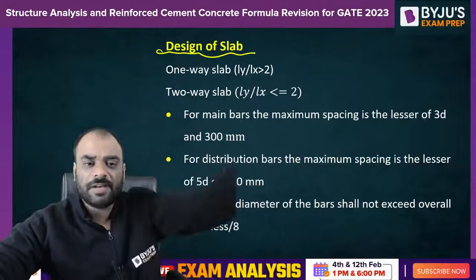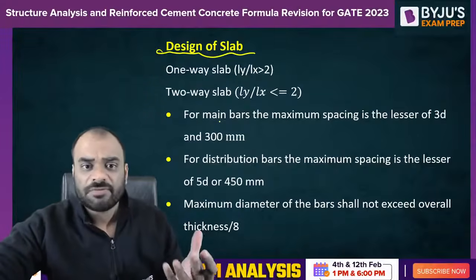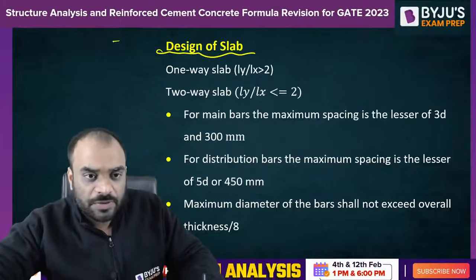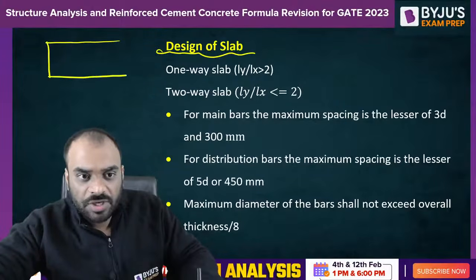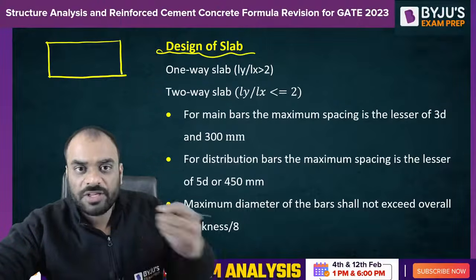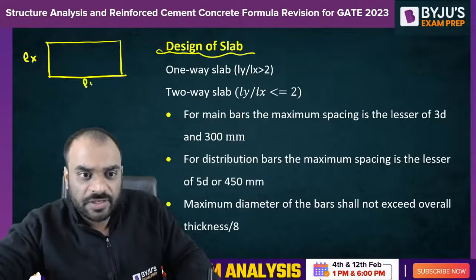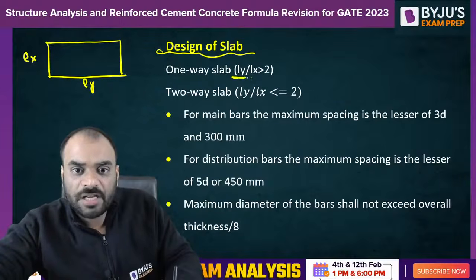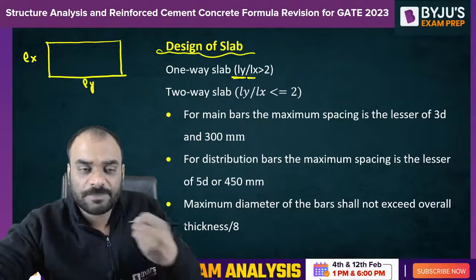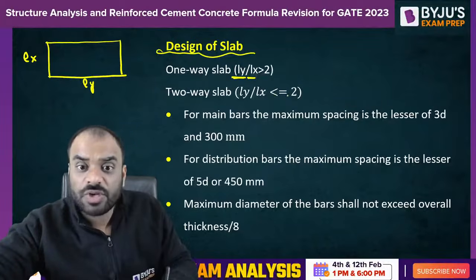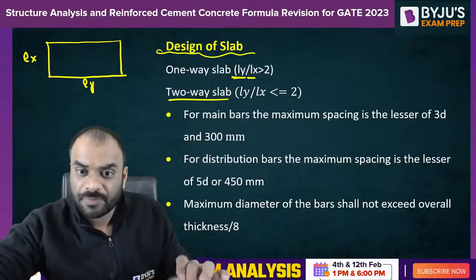Next thing is basically our design of slab. So in design of slab, guys, you know that there are two types of slab. One is one way, second is two way. Let us suppose this is our slab. One is the shorter dimension and the second one is the longer one. Let us consider this one is LX and this one is LY. So if the longer span upon shorter span ratio is greater than 2, then it is a one way slab. If it is less than or equal to 2, then it is a two way slab, right?